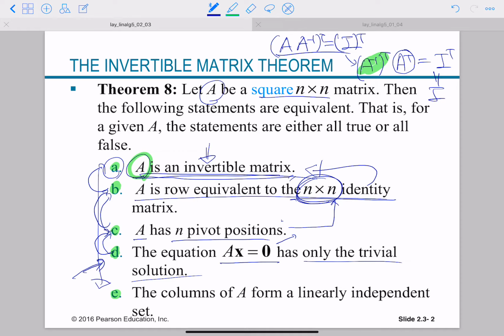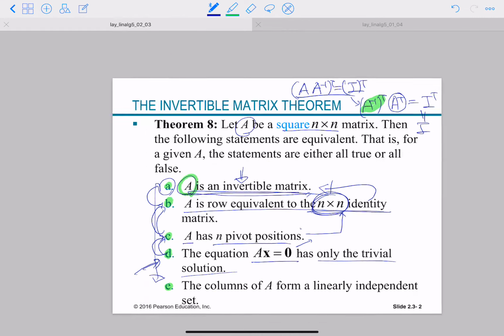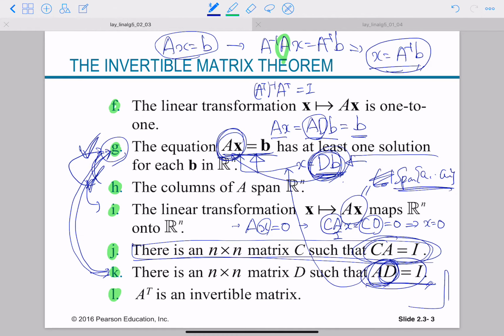And also, from the perspective of linear transformation, it will satisfy both onto and one-to-one. I think that is pretty much the main point of our theorem. Any questions?